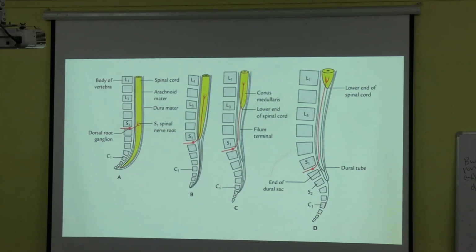So this is the diagram for your positional changes of the spinal cord. You can compare all the 4 structures with all 4 weeks. The first one for the 8th week, followed by 24th week, then during the time of the birth, the last structure is the adult position.